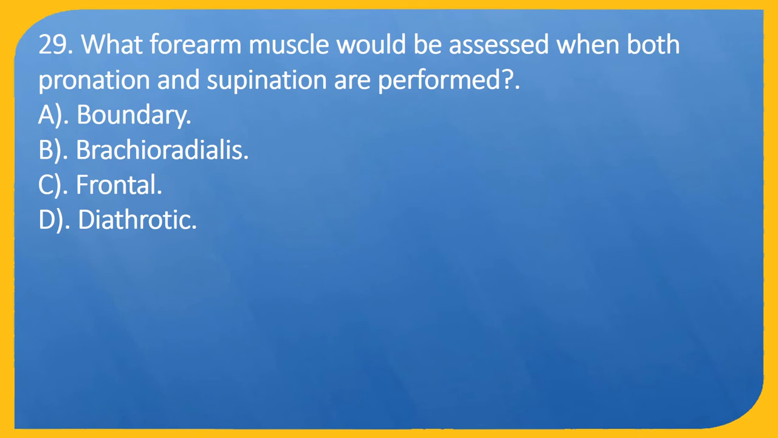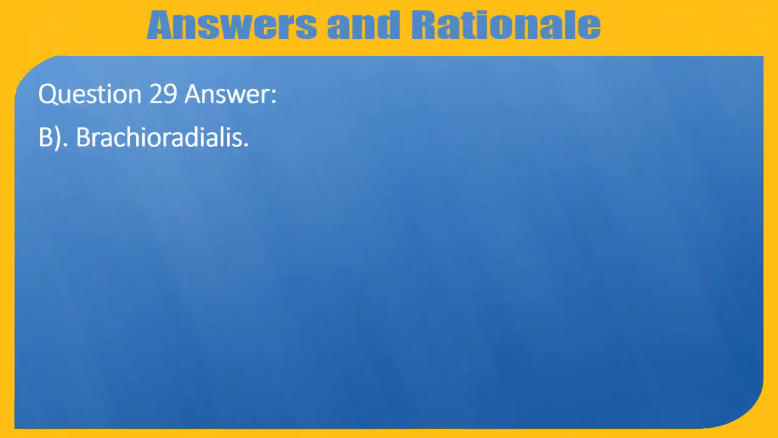Question 29. What forearm muscle would be assessed when both pronation and supination are performed? A. Boundary. B. Brachioradialis. C. Frontal. D. Diathoracic. Question 29. Answer. B. Brachioradialis.